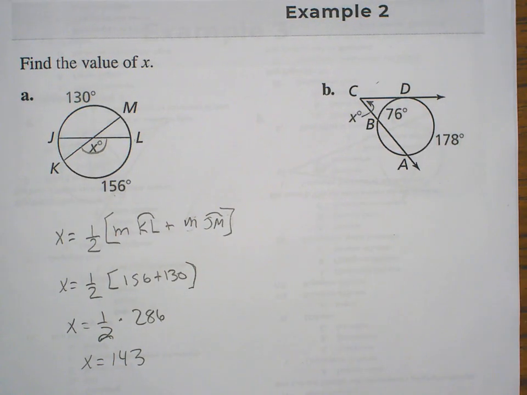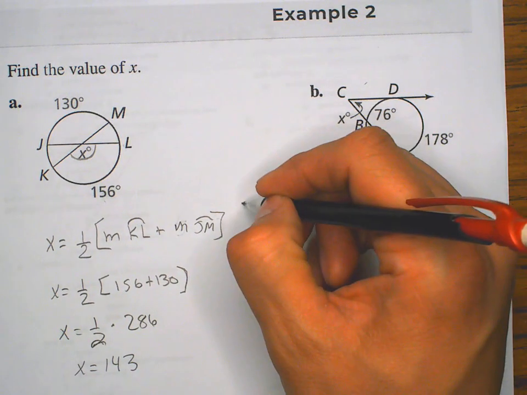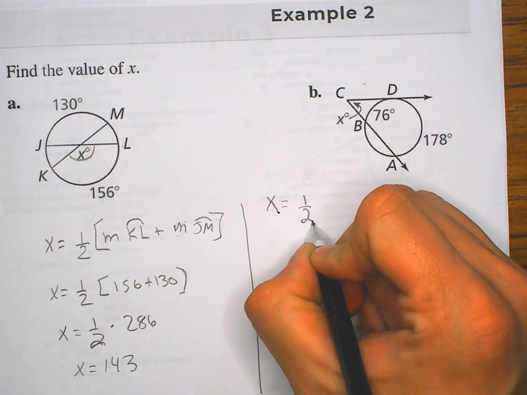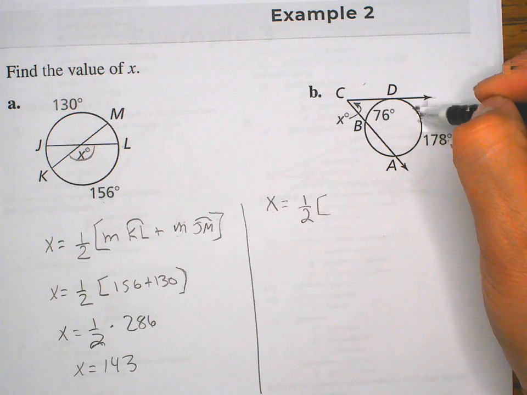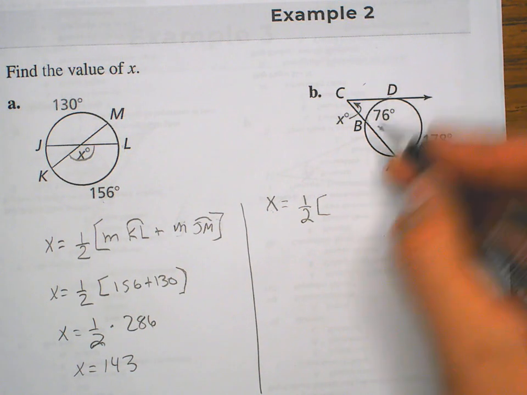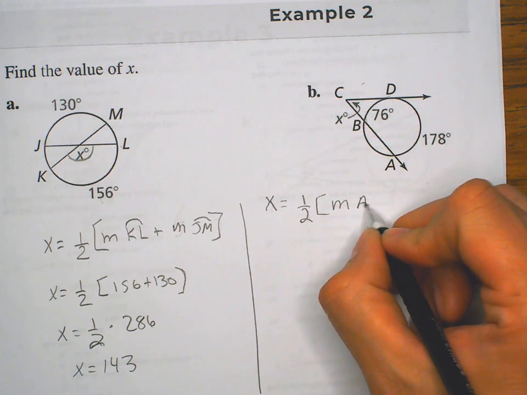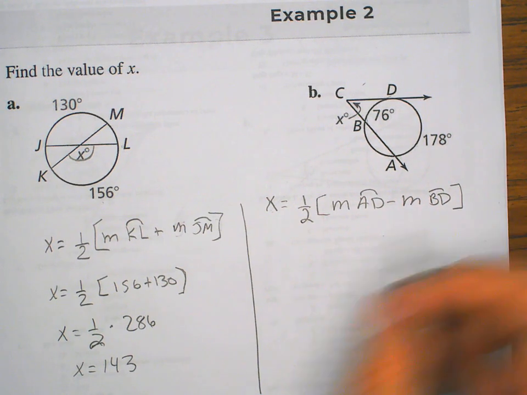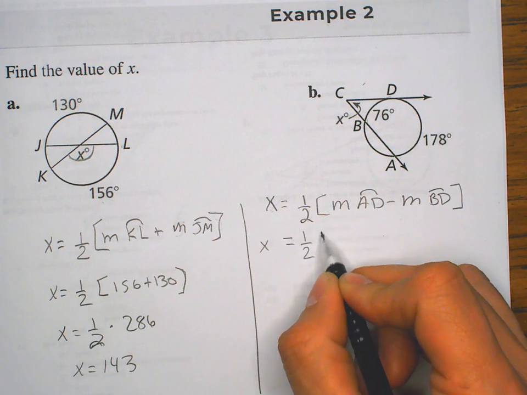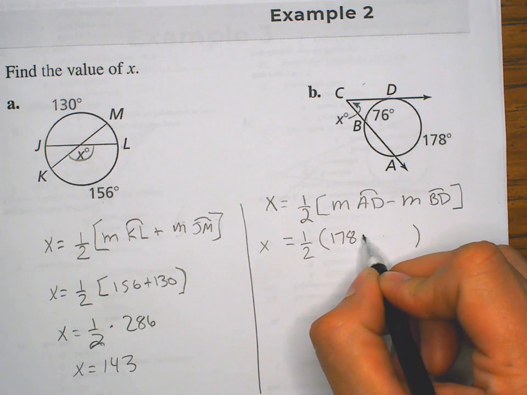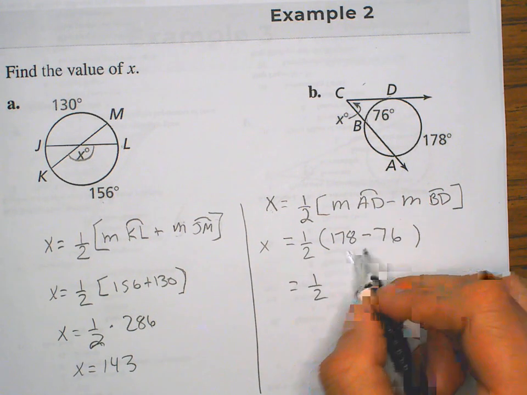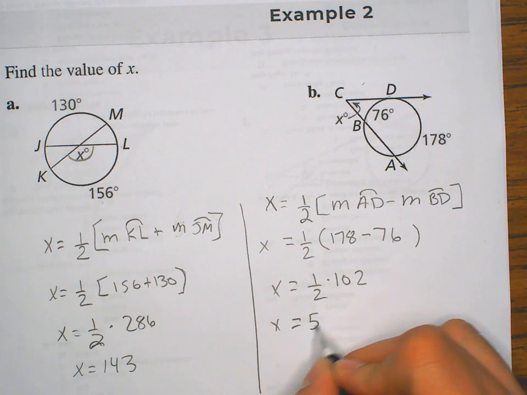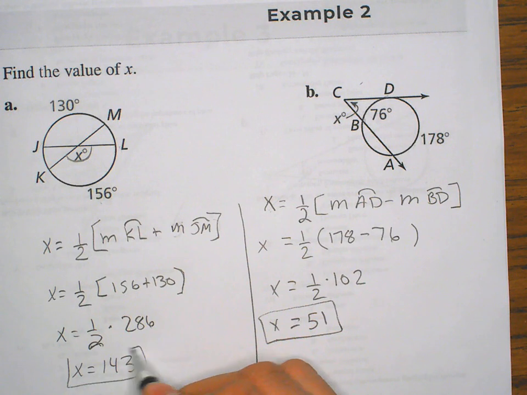Okay, now on the next one, we know here, let me divide this. We know here that X right here is going to be 1/2 of the difference between this one and this one. Okay, go back and look at the theorem. So it's going to be 1/2 the measure of arc AD minus the measure of arc BD. Okay, so we have X is equal to 1/2, and the difference between these two is 178 minus 76. So that's going to be 1/2 times 102, which means that X right here is going to be 51 degrees. And that is example number 2.